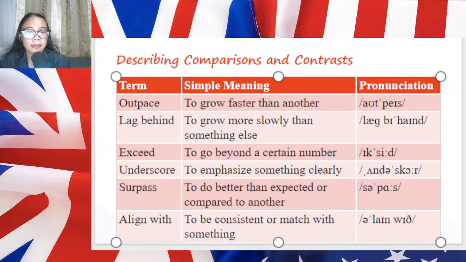Next, lag behind, meaning to grow more slowly than something else or to fall behind. It is the opposite of outpace. So when something lags behind, it means it is progressing at a slower rate than a benchmark or another comparable item. You can think of a runner falling farther and farther back in a race.